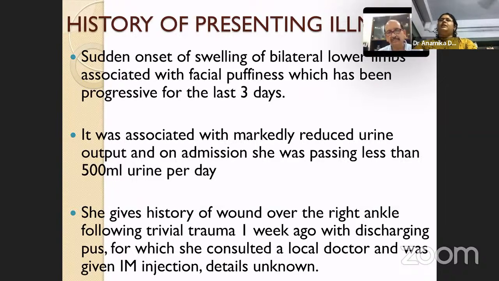She mentioned that around 1 week prior to admission, she had a history of trauma to her right ankle, during which she sustained a cut over the area, and it was followed by pus discharge. She consulted a local doctor for the same, and she received an injection which was given intramuscularly, but the details or the prescription were not available with her.